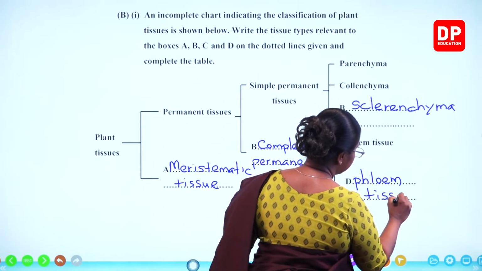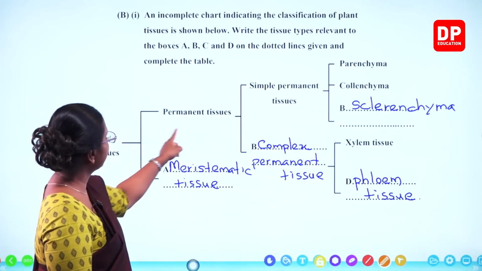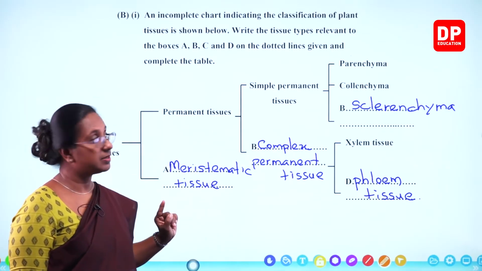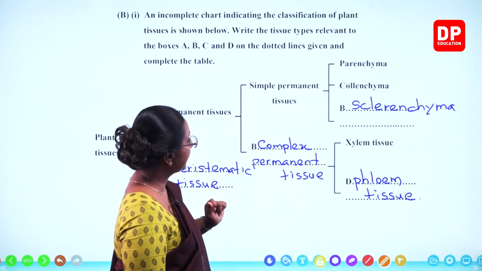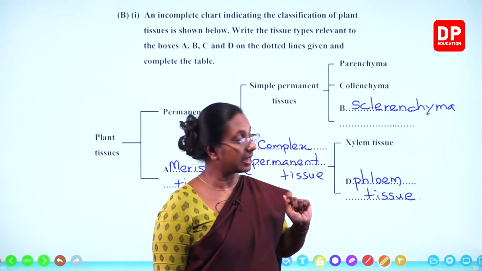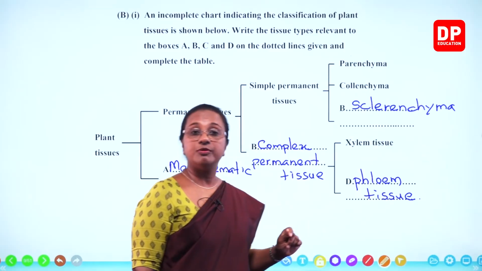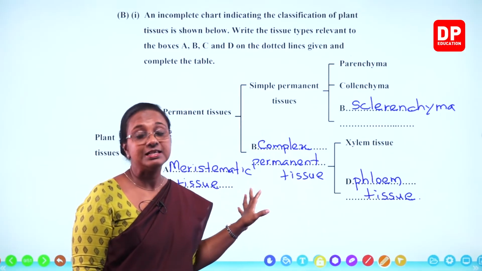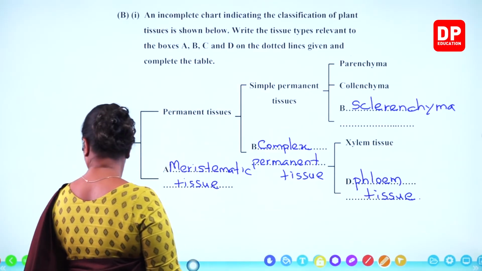So, that is the complete table. Plant tissues are divided as permanent tissue and meristematic tissue. Permanent tissues are divided as simple permanent and complex permanent. Simple permanent: parenchyma, collenchyma and sclerenchyma. Whereas complex permanent tissue: xylem tissue and phloem tissue. So, we have filled the table. So, with that students, I'll move on to the next part.